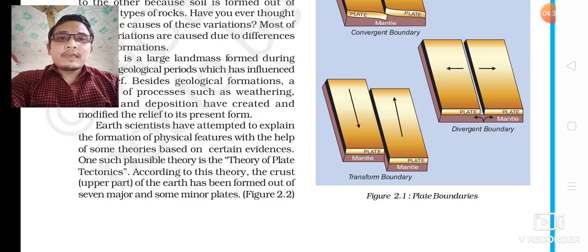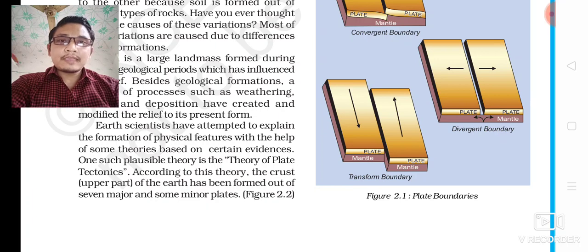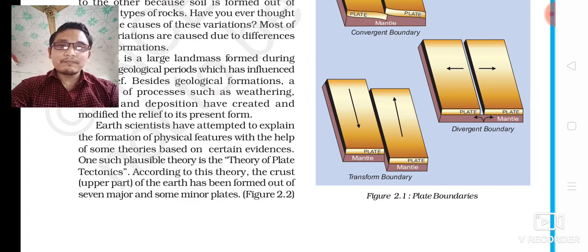Now the third one, why India has varied landform or the various physical features. According to earth scientists, the crust portion of the earth is made up of 7 major plates and other minor plates. The 7 major plates I will show you later. Okay. According to earth scientists, the crust portion of the earth is made up of seven major plates and other minor plates, and these plates are called tectonic plates.